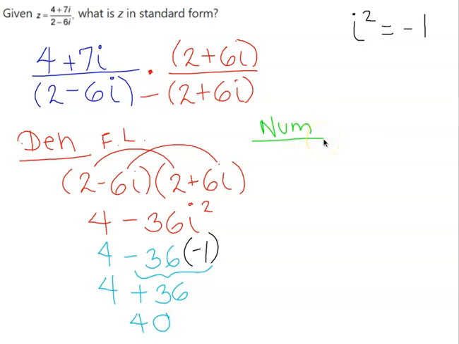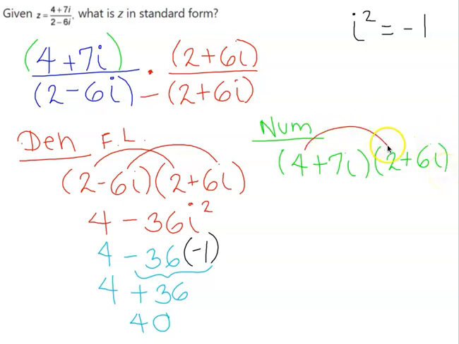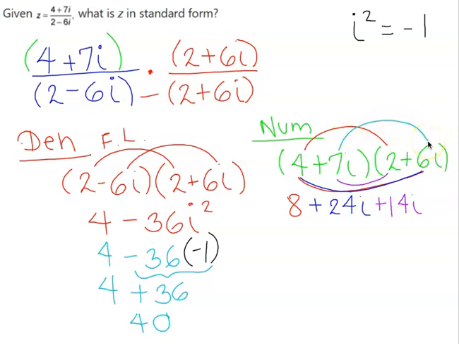Now for the numerator, it's no conjugate, so you actually have to FOIL. So it'll be 4 plus 7i times 2 plus 6i. So we're going to take this first, 4 times 2, giving us 8. The outer, 4 times 6i, which would be 24i. Sorry, trying to color coordinate here. And then inner, 7i times 2 would give me positive 14i. And last, 7i times 6i, which would be 42.